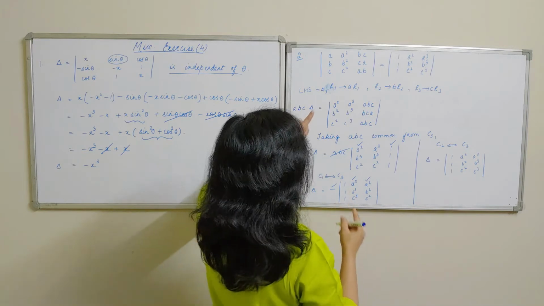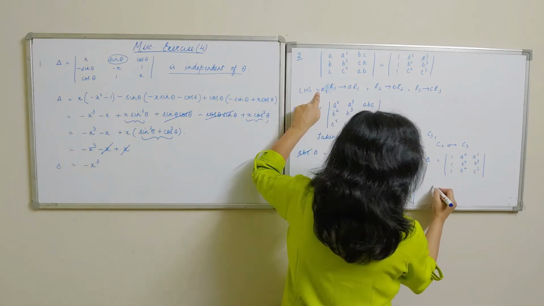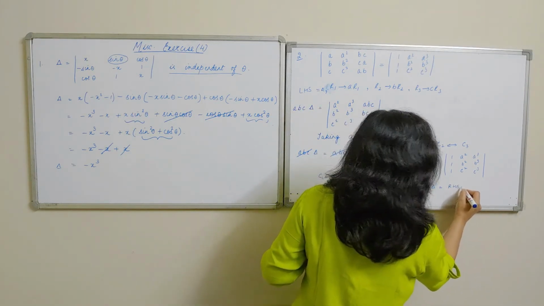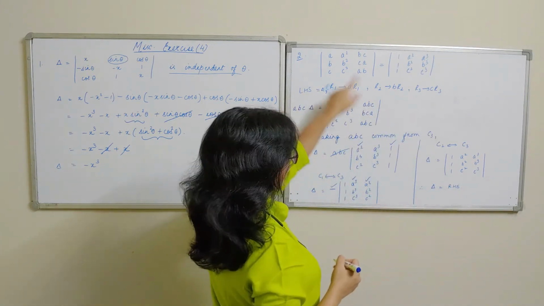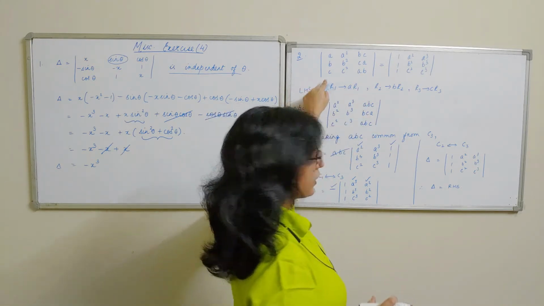So you can see we started with the left hand side, which is delta, and we have shown that finally delta is equal to the right hand side. So we have not anywhere expanded, we have simply used various properties of determinants.